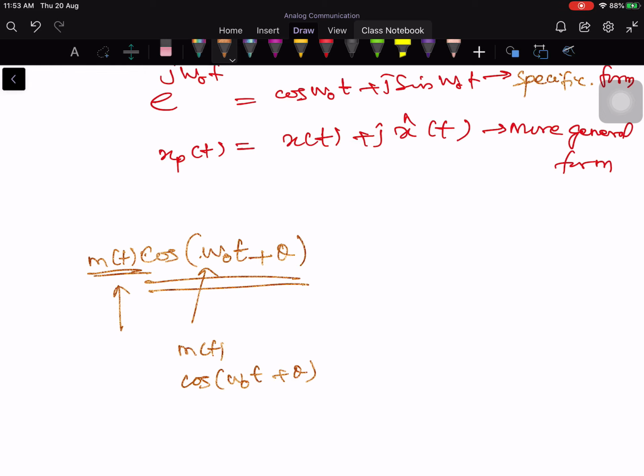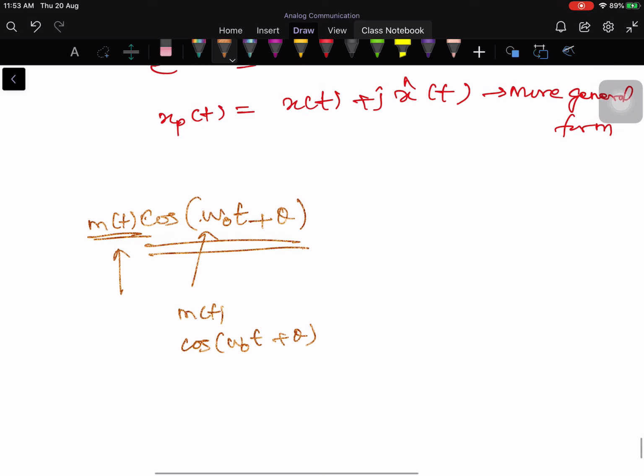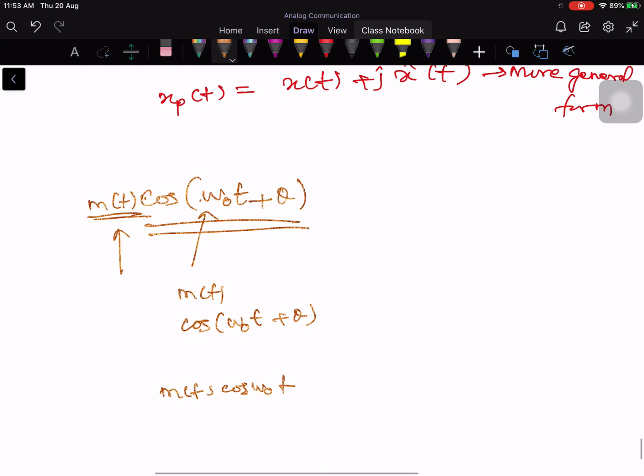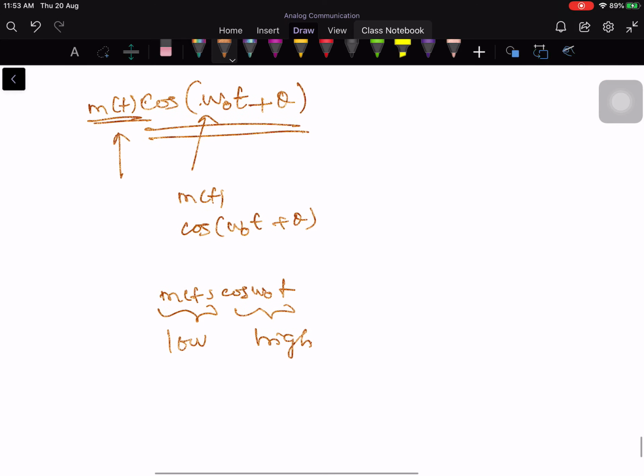So what is the nature of the signal? How does it look like? m of t times cos omega naught t. It's a product of two signals, right? We assume this m of t is like a low pass signal and this is a high frequency signal, maybe in the range of 4 kilohertz and this is 550 kilohertz.